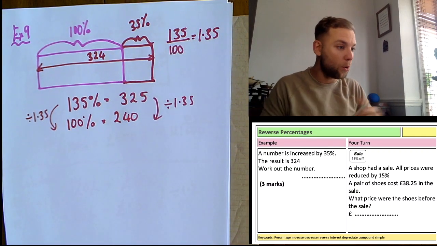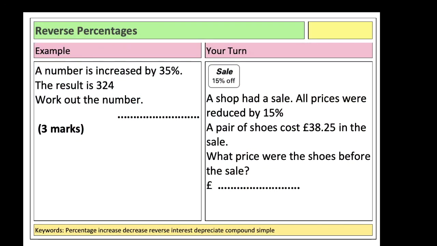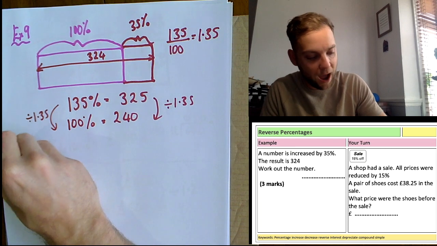In fact, if you want to pause and have a little go at this one yourself, the next one you can do. The shop had a sale and all prices were reduced by 15%. A pair of shoes cost £38.25 in the sale. What was the price before the sale? Okay, so I am going to start with our bar method just so you can see how much we've got.